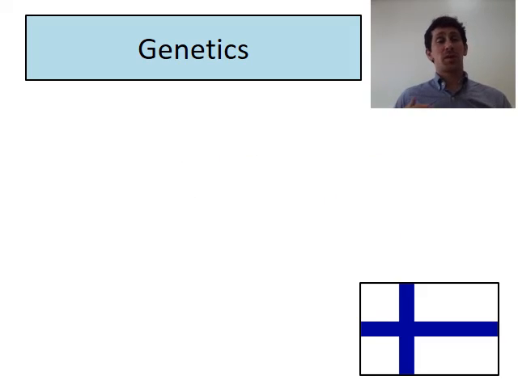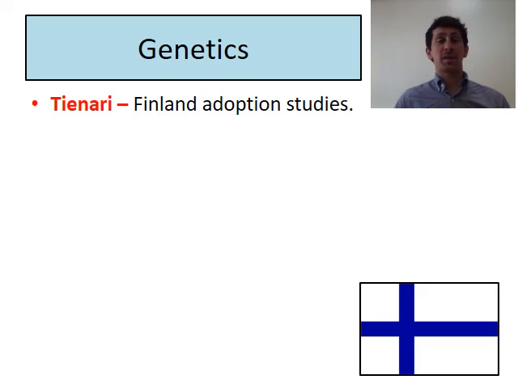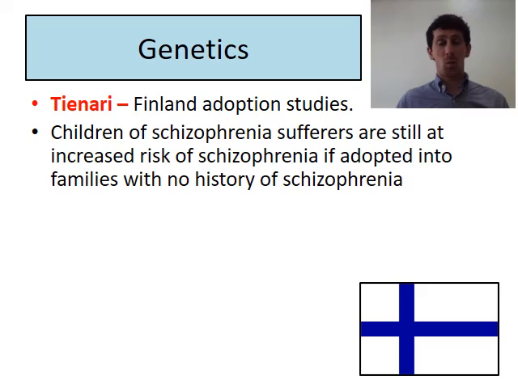So the main study to support the genetic explanation of schizophrenia was conducted by Canarian, and he looked at all the adoption studies conducted in Finland. And what he found was that children of schizophrenia sufferers were at an increased risk of developing schizophrenia, even if they were adopted into a family with no history of schizophrenia. So it shows there must be a biological cause, it must be genetic, it's been passed on from their parents. So even if they were brought up in a family with no history of schizophrenia, they were still at an increased risk of developing the disorder.